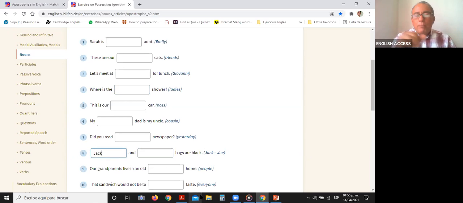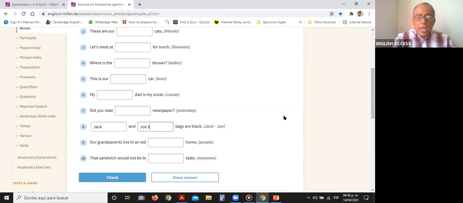When you mention two people that own something, in this case the bags belong to Jack and Joe. So the bags are not only Jack's, not only Joe's. The bags belong to the two of them. So whenever we mention more than one person, 2, 3 or more, to the last one we mention we need to add the apostrophe S. Not to Jack, in this case to Joe.